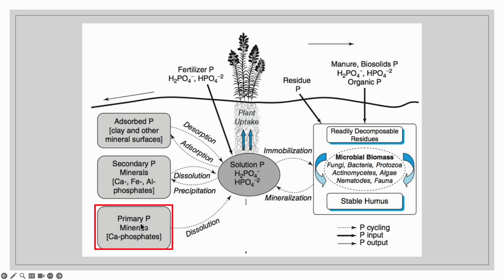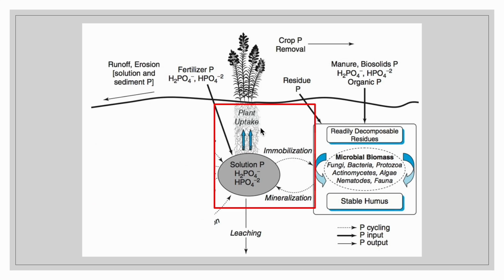And then finally, we have primary phosphorus minerals. As I mentioned, those are going to be calcium phosphates that are already a part of the soil as like that parent material. Those calcium phosphates are part of a mineral that was broken down from the rock cycle possibly, and that will then dissolve and become available to the plant. So the phosphorus cycle is even easier than any of the other ones.